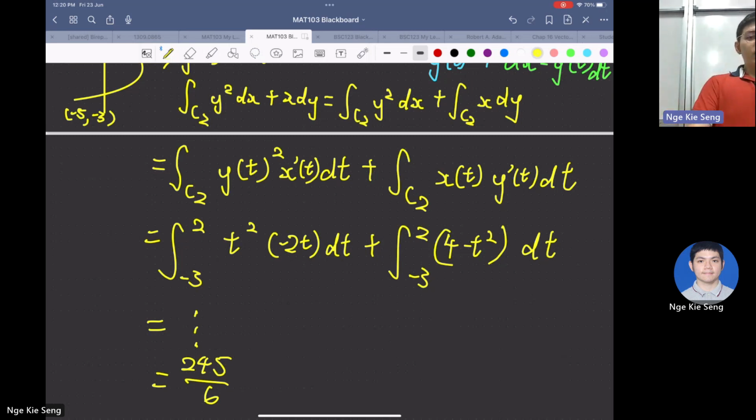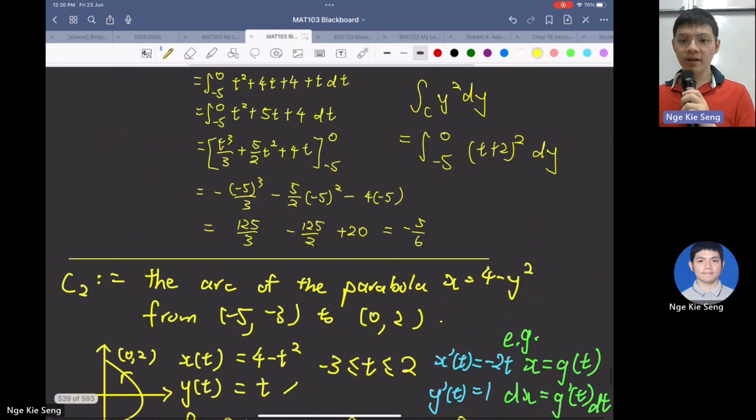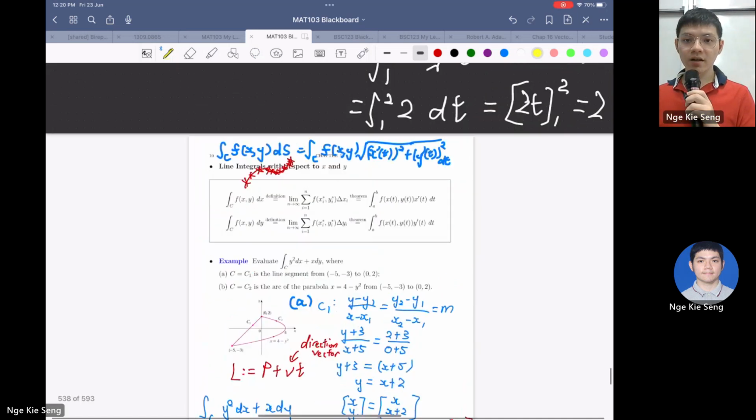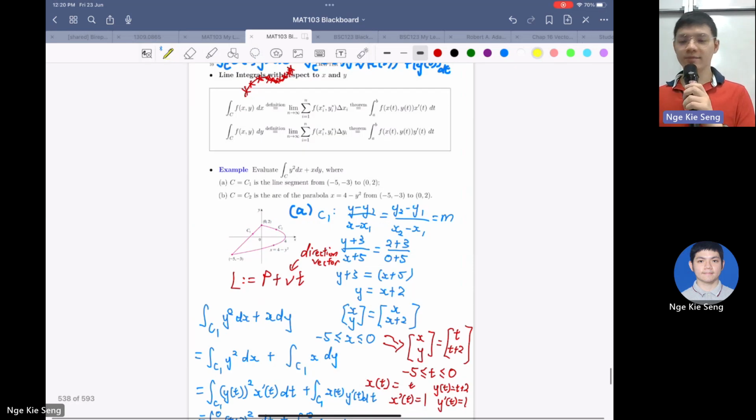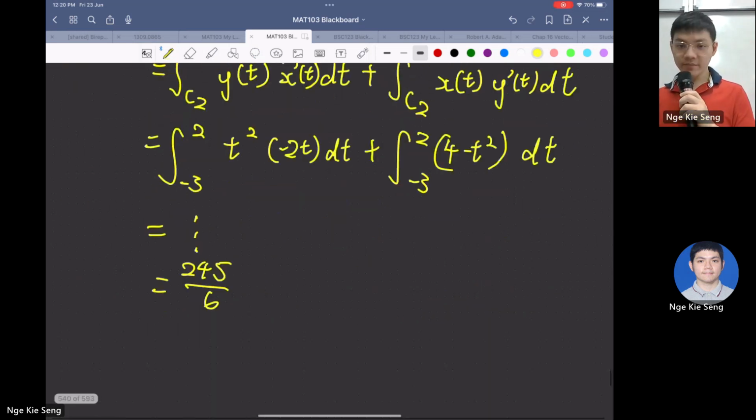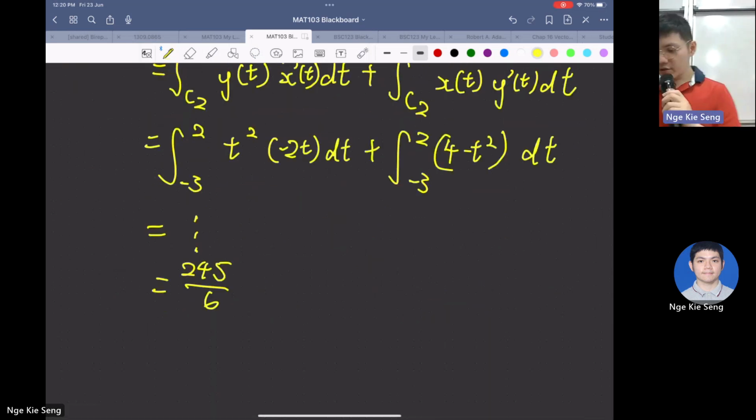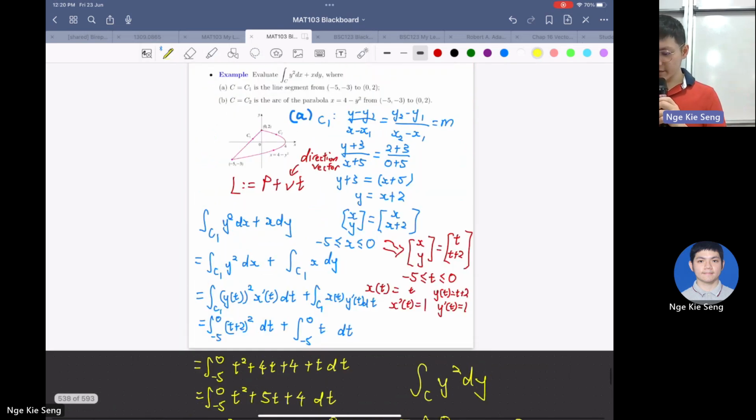Okay, so the actual question asks about the whole path, right? What's the actual question? Let's go back. The actual question, oh, okay, yeah, split into 2 parts, so never mind. Okay, so what are we showing here?